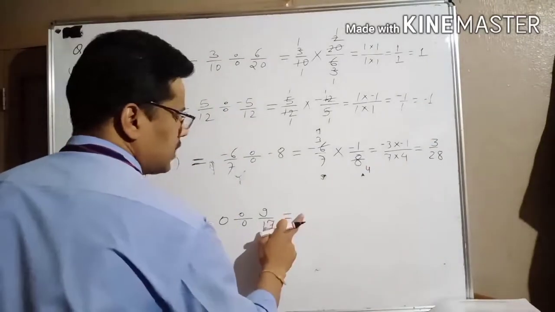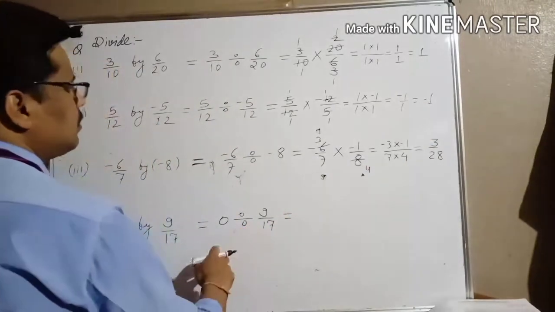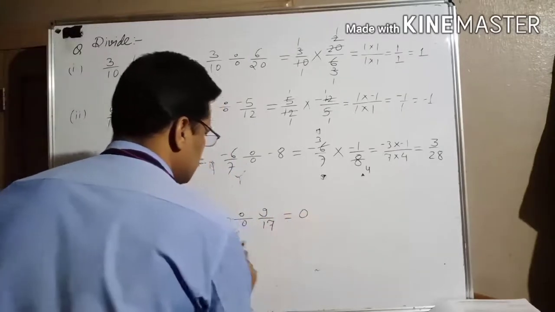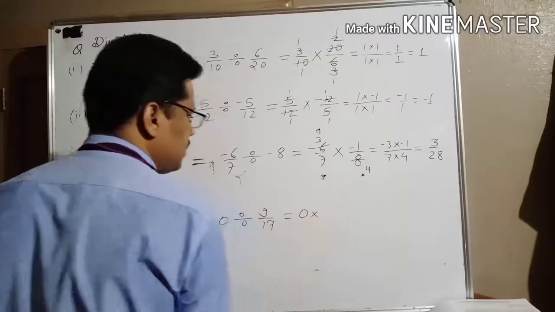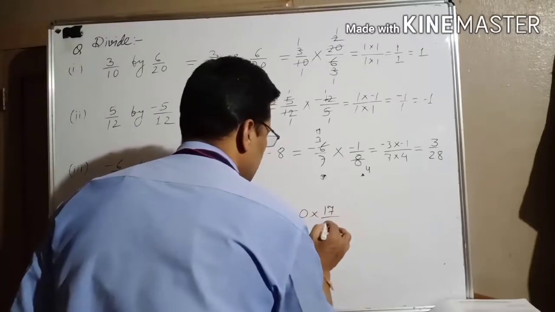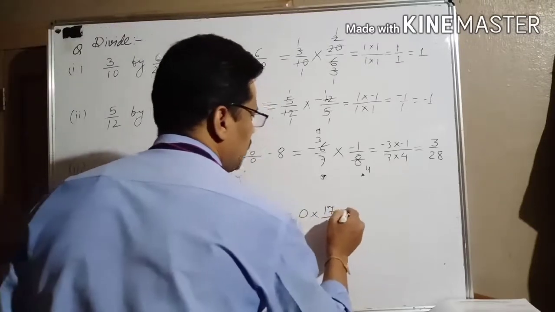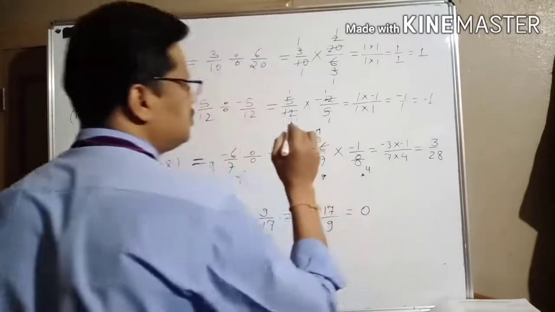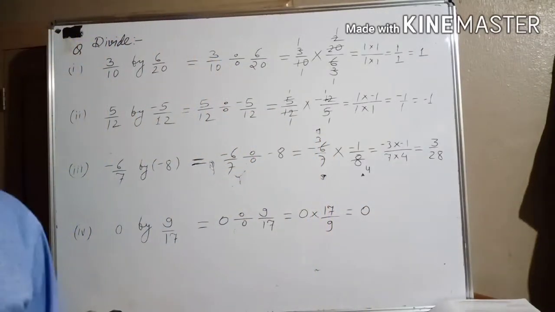Here also directly we can write 0, but I am using the reciprocal property. 0 will come as it is. Divide can be converted to multiplication, and 9 upon 17 becomes 17 upon 9. Now you multiply, what do we get here? 0. Got it?